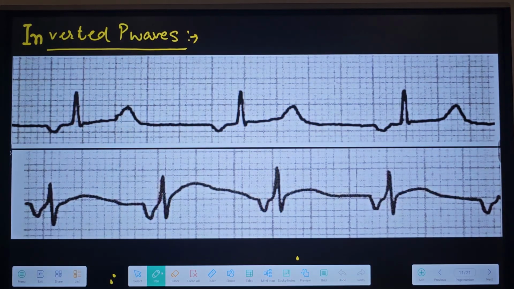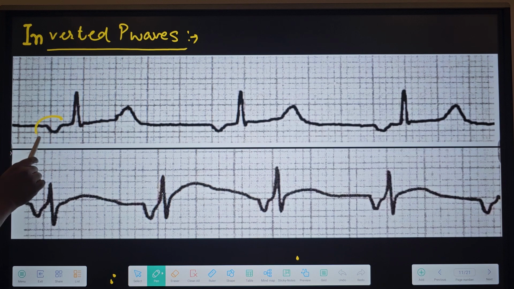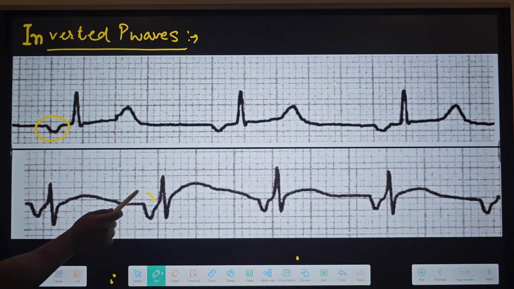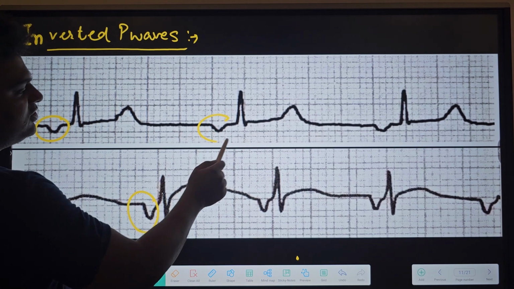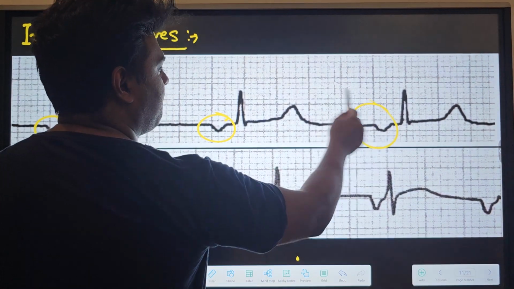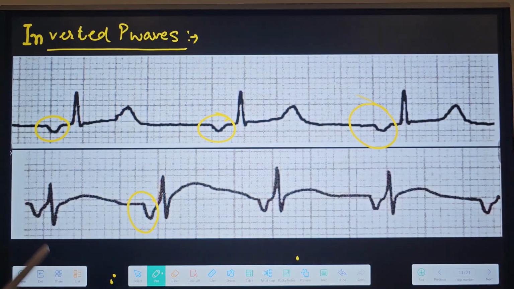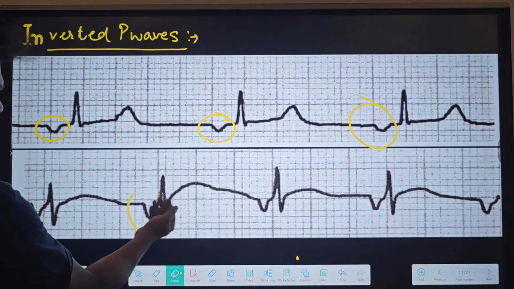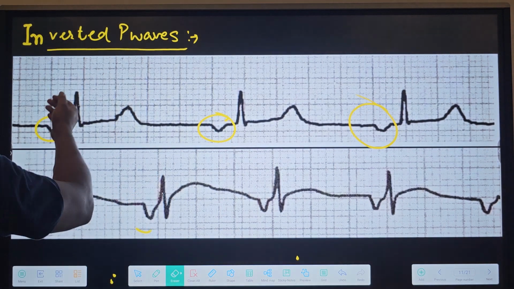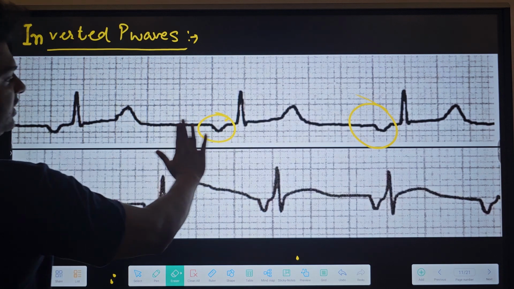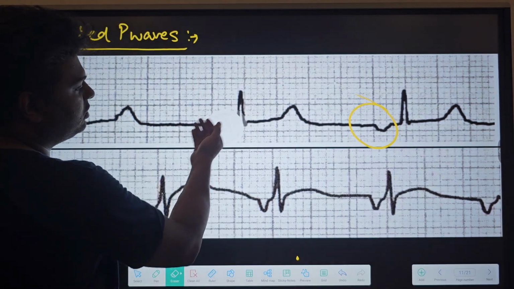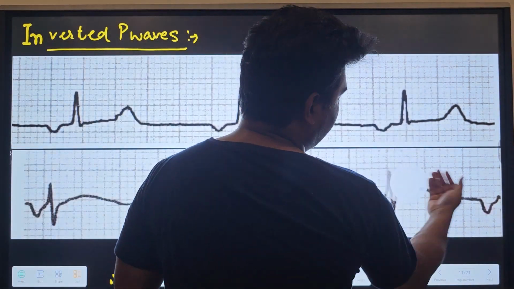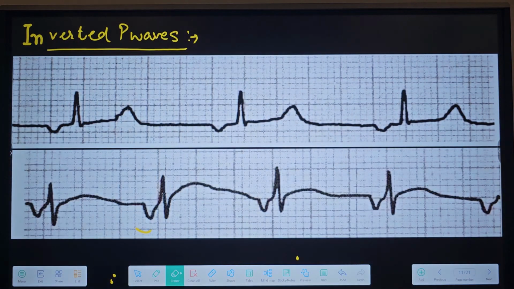Now these are the two ECGs where you are seeing an inverted P wave. This is an inverted P wave, this is an inverted P wave, this is an inverted P wave. Whenever you are seeing an inverted P wave, please remember one very important thing: the origin of this P wave is not from the SA node.